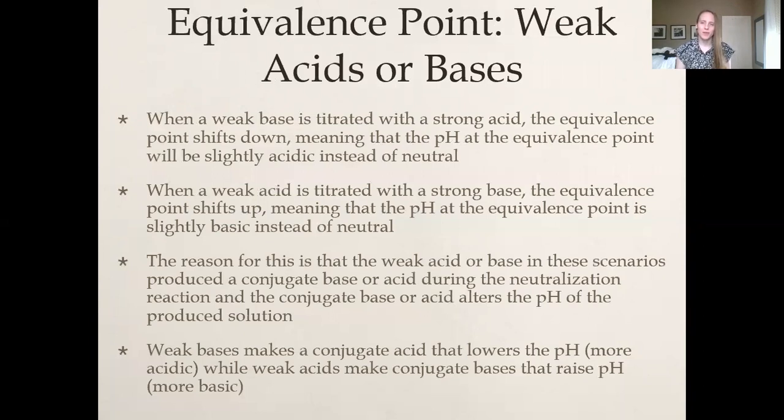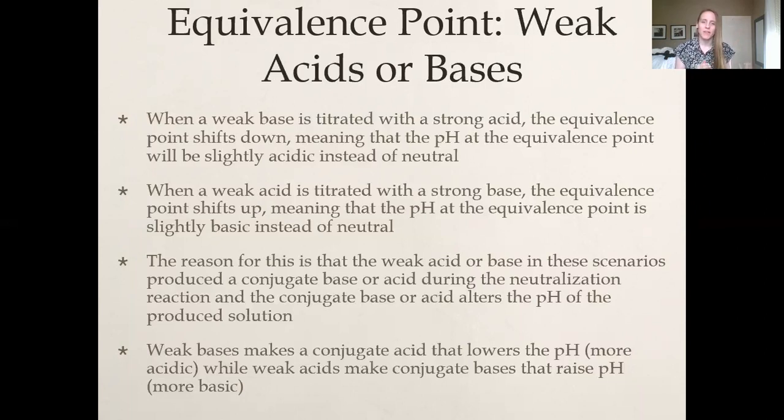7. If you have a weak base with a strong acid, the fact that the acid is stronger than the base pulls the equivalence point down towards a more acidic pH. So the pH of the equivalence point will be maybe like a 4 to a 6, something that's slightly acidic, instead of the neutral pH equivalence point that we would have if the acid and base were equally strong.